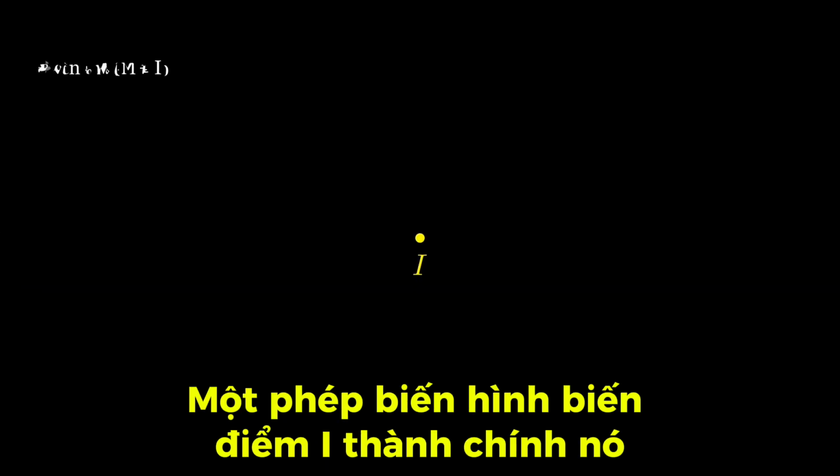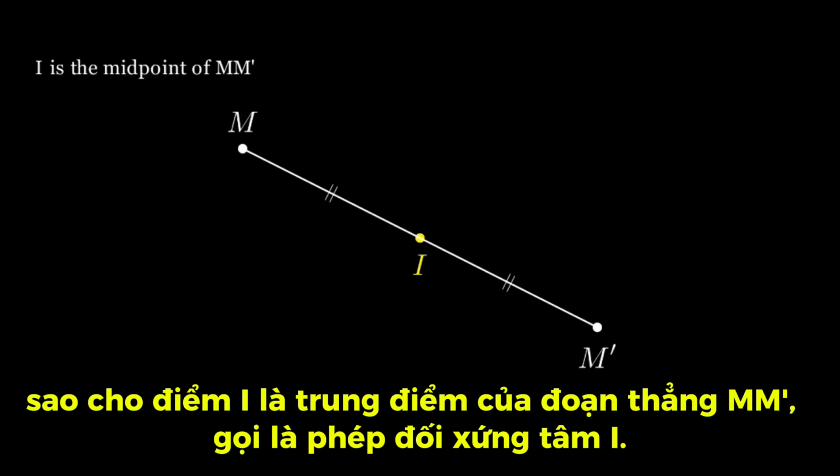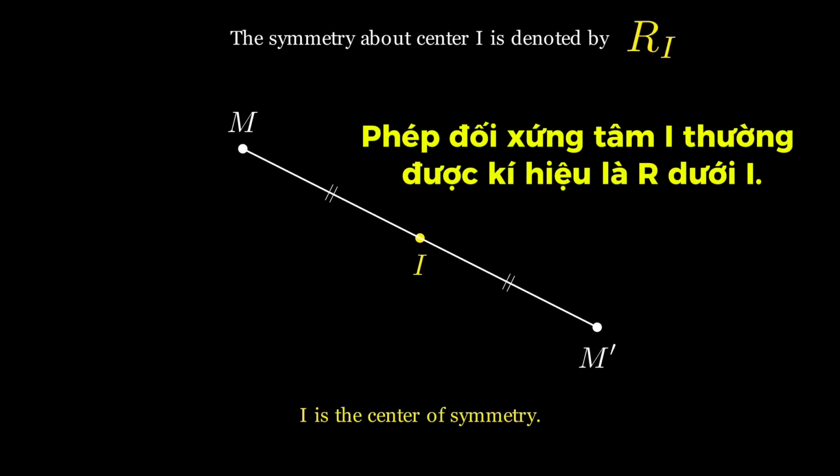Given point I, a transformation that maps point I onto itself and maps each point M different from I to a point M prime, such that point I is the midpoint of the line segment MM prime, is called a symmetry about center I. Point I is the center of symmetry. A symmetry about center I is usually denoted by R sub I.